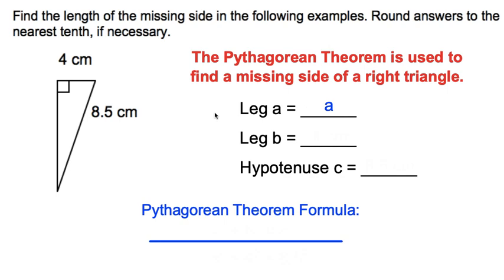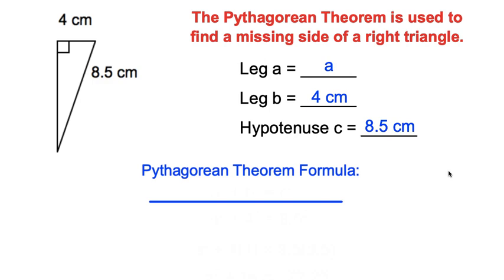Leg A, we don't know, so that will remain as variable A. Leg B is 4 centimeters, and hypotenuse C is 8.5 centimeters. Carefully substitute those values into the formula of the Pythagorean theorem: A squared plus B squared equals C squared.